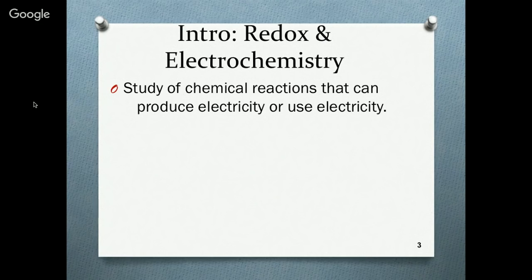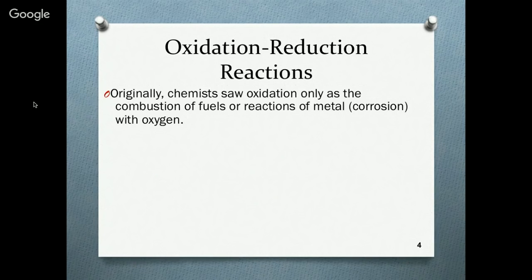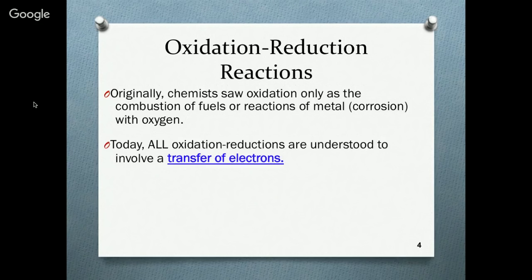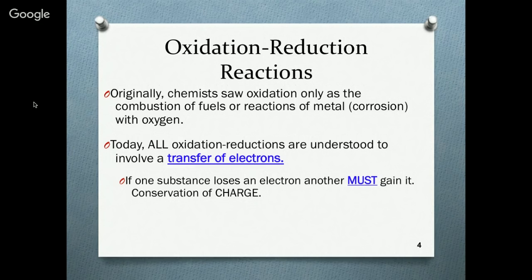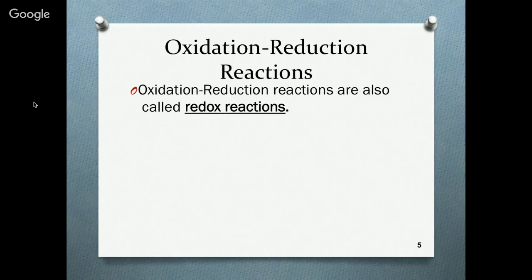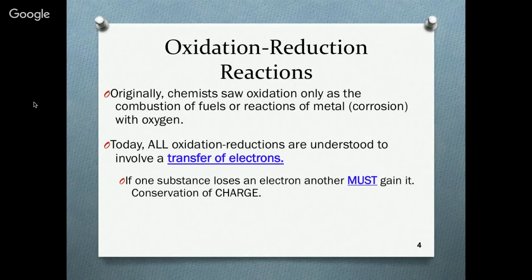All right, so our topic is redox and electrochemistry, and basically this topic looks at any chemical reaction that either uses electricity or produces electricity. If we look first at the history, chemists thought that oxidation was anything that involved combining something with oxygen. Today we have expanded our definition of oxidation and reduction, and we understand it as anything that involves a transfer of electrons. To have a transfer of electrons, a substance is going to lose an electron and another one is going to gain one. But regardless, we're going to have some type of conservation of charge.